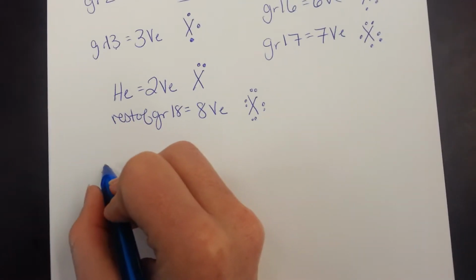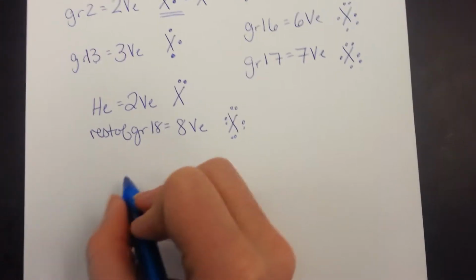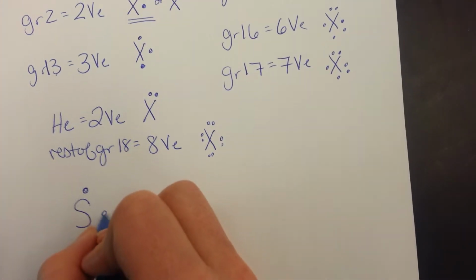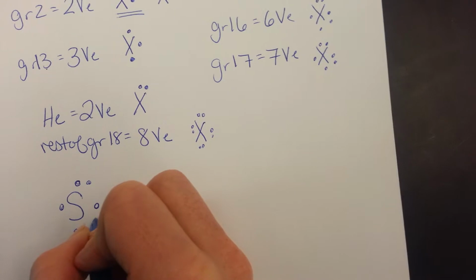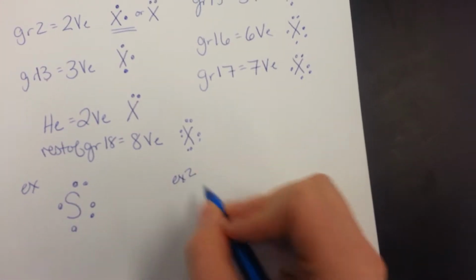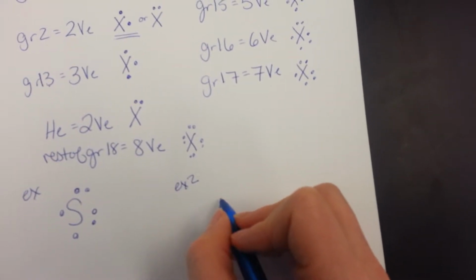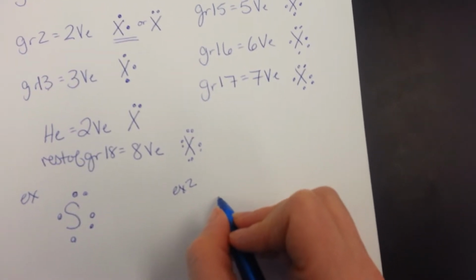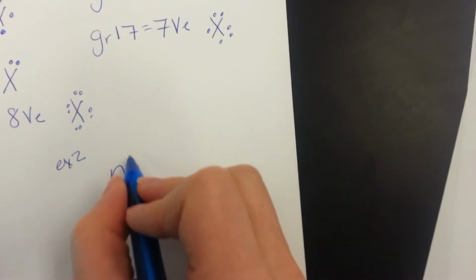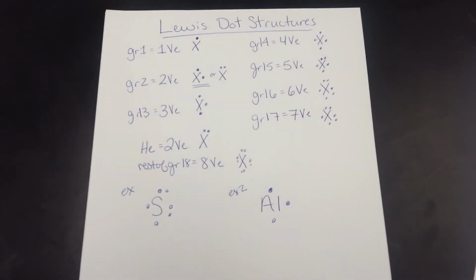So if I ask you to do the Lewis dot structure for sulfur, sulfur is in group 16, so it gets 6 dots. If I ask you to do the Lewis dot structure for aluminum, well, we find it on the periodic table. Aluminum is right here in column 13, so it gets 3 dots. And that's all there is to Lewis dot structures for Chem 1.